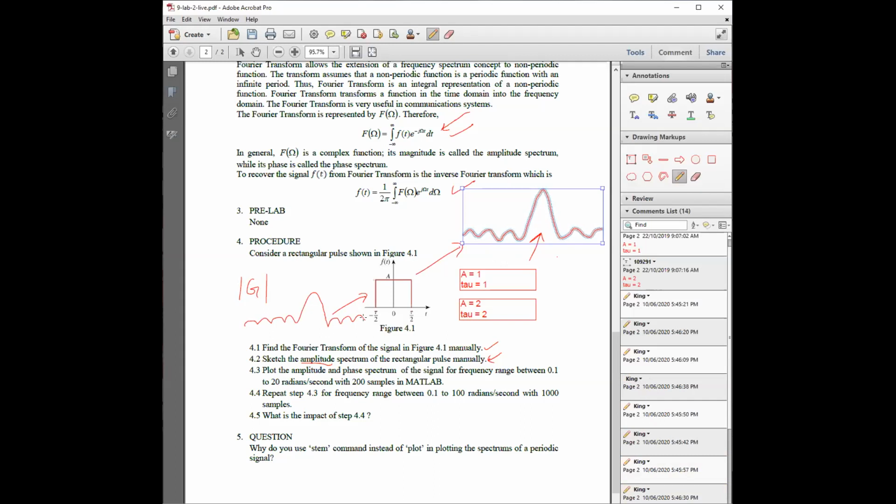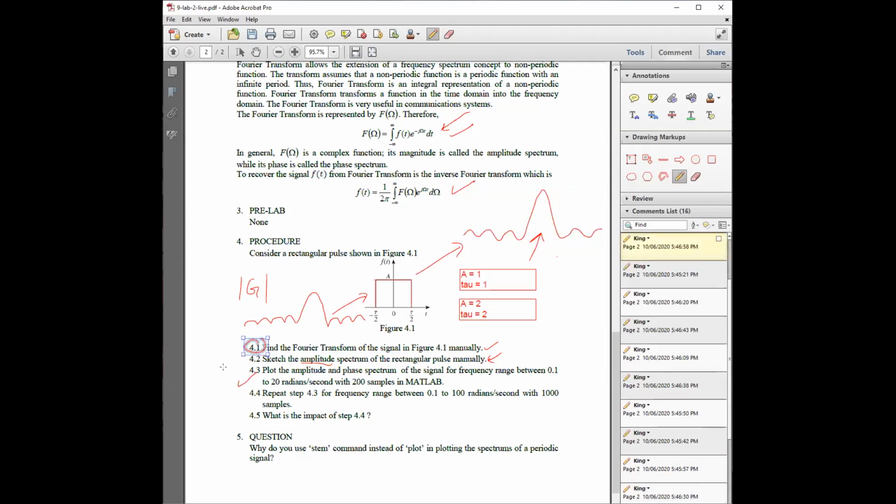All right. And now you need to use MATLAB to plot the amplitude and phase spectrums of this signal. What you need to plot is the Fourier transform you found in 4.1. You use the equation you found and put it into MATLAB to ask MATLAB to plot exactly this graph. All right, and then there are certain conditions. The first condition is to plot this graph from 0.1 to 20 radians per second.